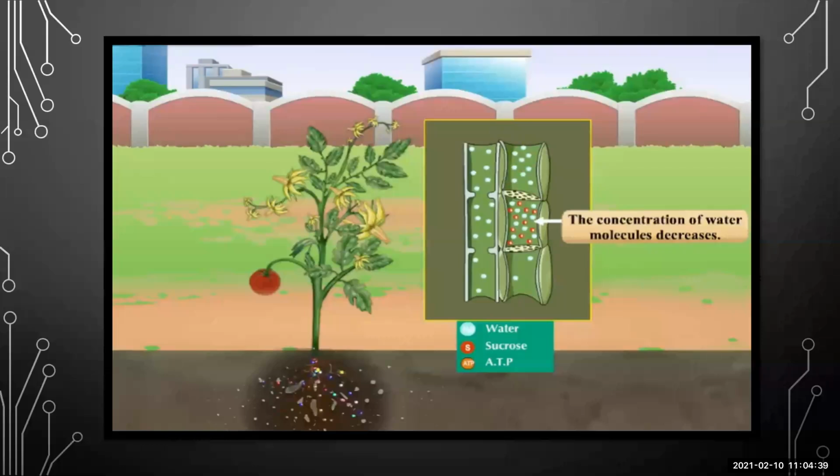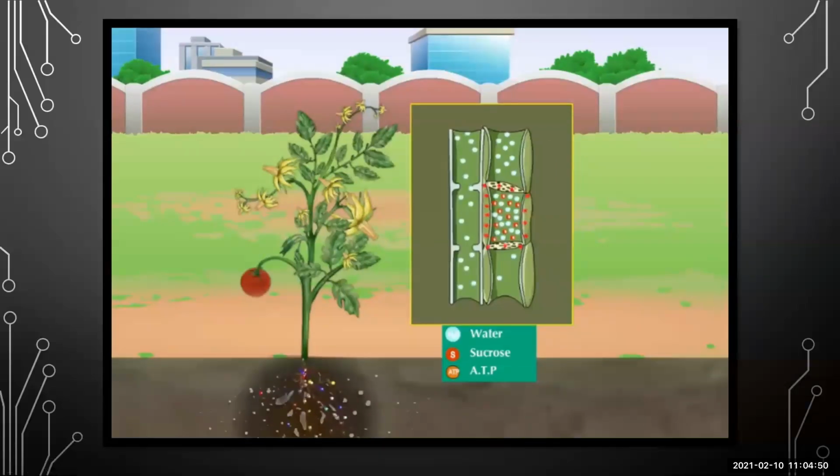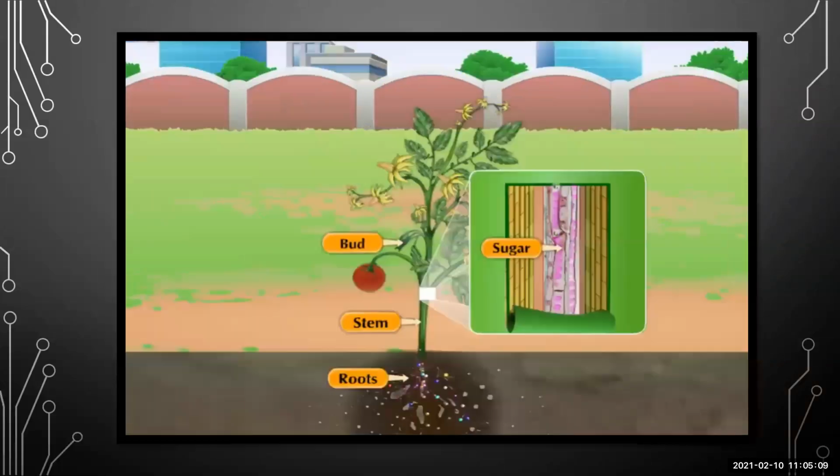As a result, water enters the cell by the process of diffusion. As the water molecules decrease, the cell shrinks, so the water will enter into it by diffusion. The pressure on the cell wall increases due to the increase in the cellular contents. You can see here that the pressure on the cell wall increases due to the increase in cellular contents.